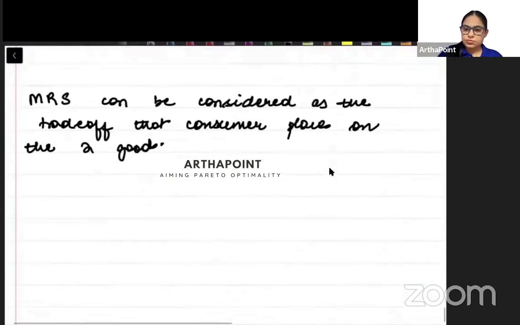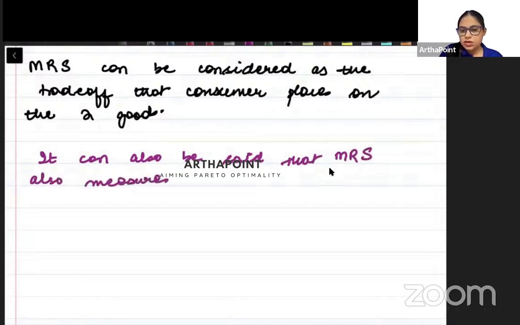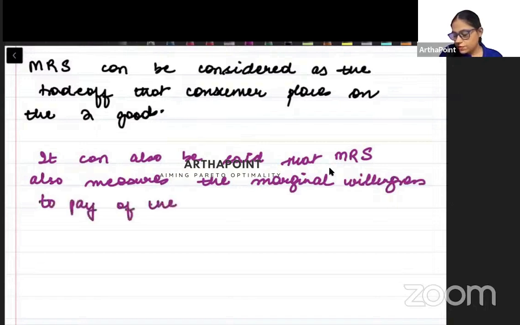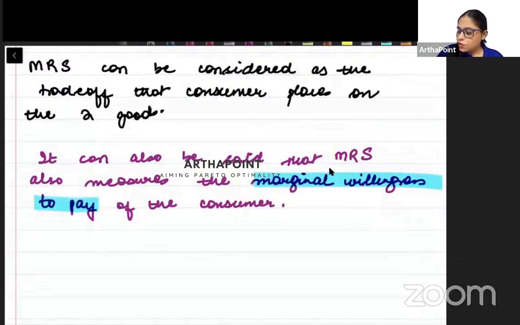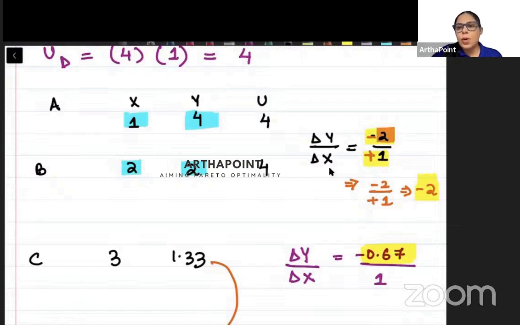So please write down. It can also be said that MRS also measures the marginal willingness to pay of the consumer. तो हम ऐसे भी बोल सकते हैं कि जो हमारा MRS है वो कंज्यूमर का मार्जिनल विलिंगनेस टू पे बताता है. वो ये बताता है कि कंज्यूमर एक एक्स्ट्रा गुड एक्स के लिए कितना पे करना चाहेगा गुड वाई के टर्म्स में. How much will he be willing to pay in terms of good y for an extra unit of good x. अच्छा, now tell me something.